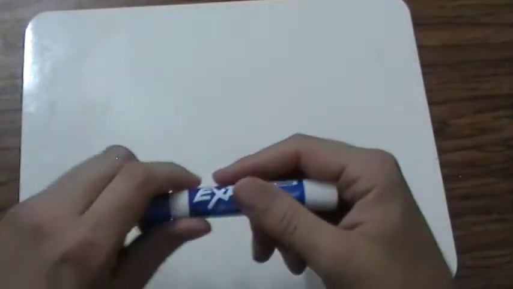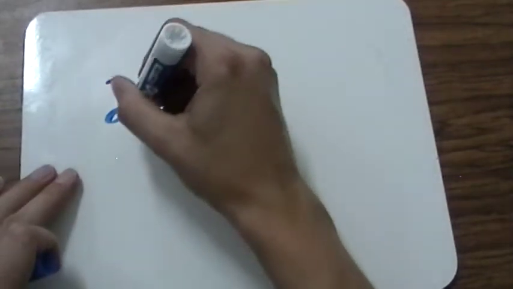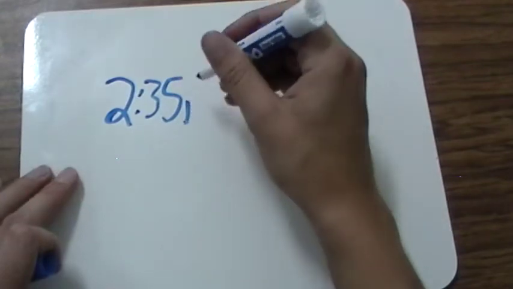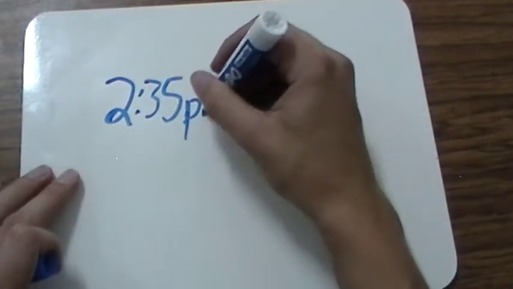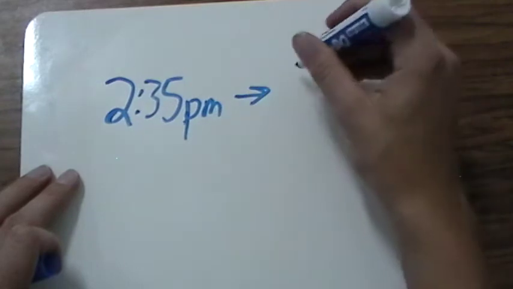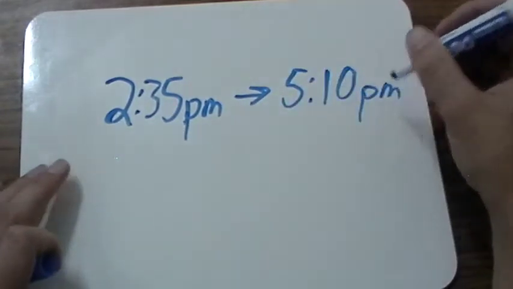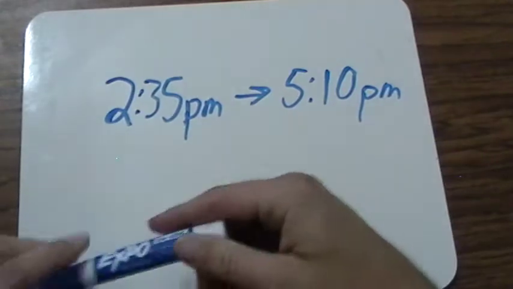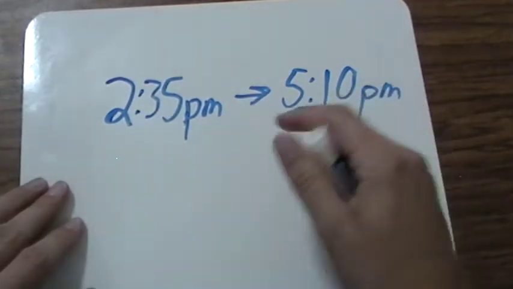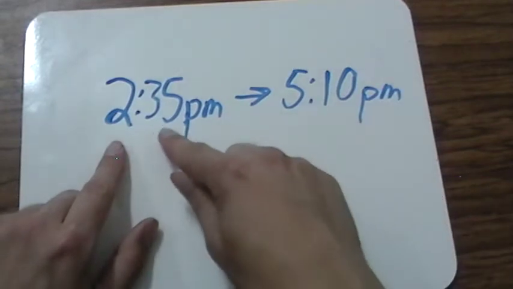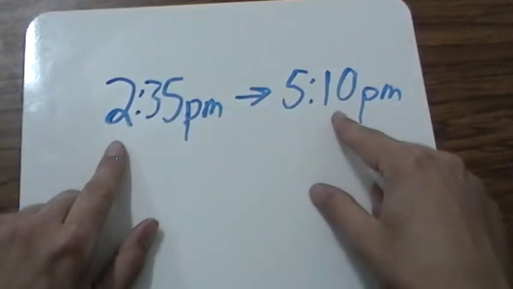Now there is something you need to be careful about, which we figured out with the in-person students. What if I'm going from 2:35 p.m. and I get to where I'm going at 5:10 p.m.? Well, I can't just count the difference between the hours here, because the minute 35 is after 10 minutes, okay?